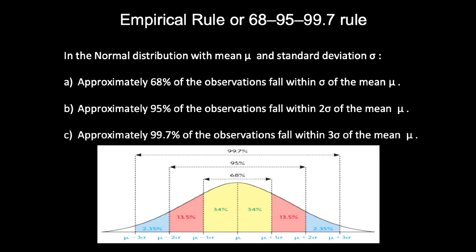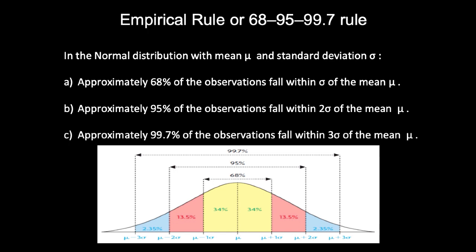Now I'll show you what the empirical rule is. The empirical rule is also known as the 68 95 99.7 rule. 68% of the observations fall within sigma of the mean mu. That is the amount of data you find on a normal distribution within one standard deviation either side of the mean. 68% of the data will fall in the yellow area in this diagram.